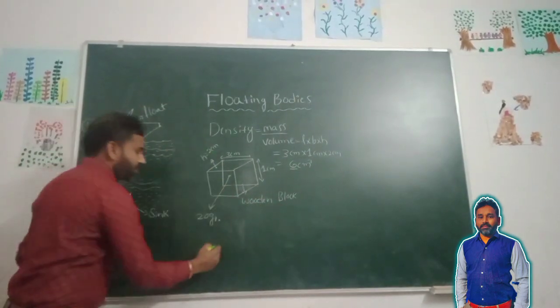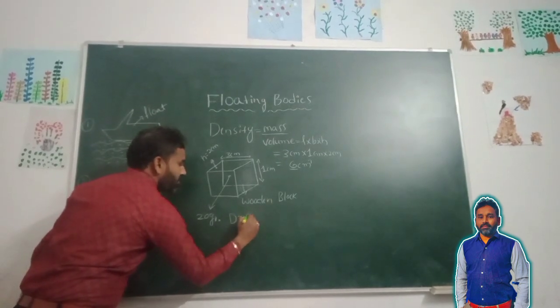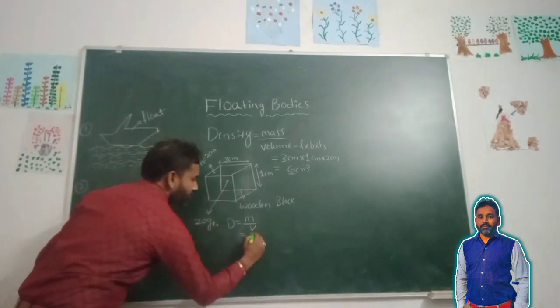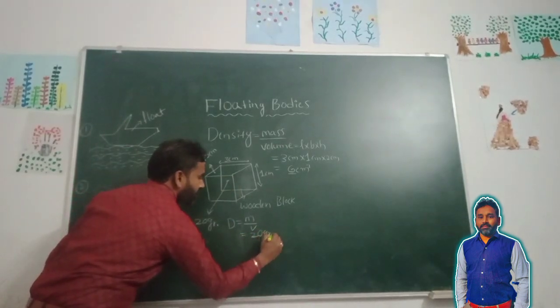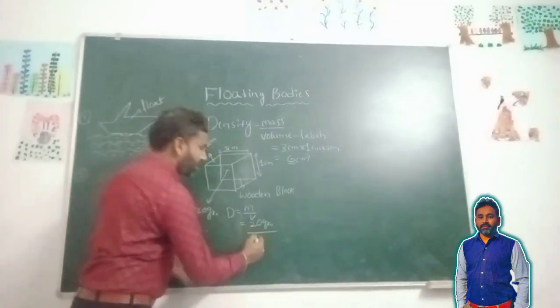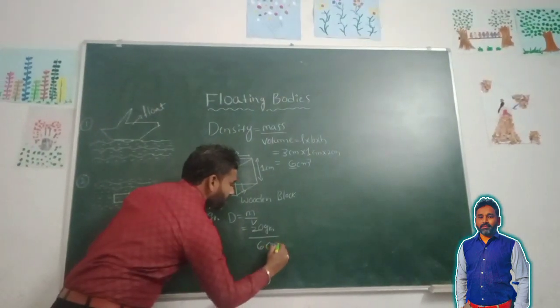Now take the density formula. What is the density formula? Density is equal to mass by volume. What is the mass of the block? 20 grams. And what is the volume of the block? The volume of the block is 6 centimeter cube.